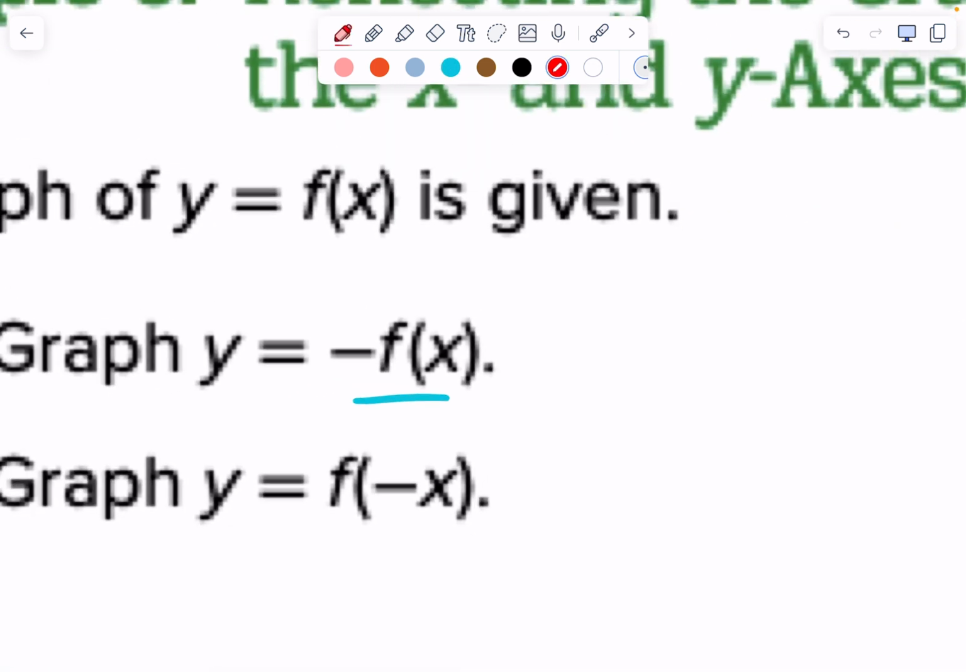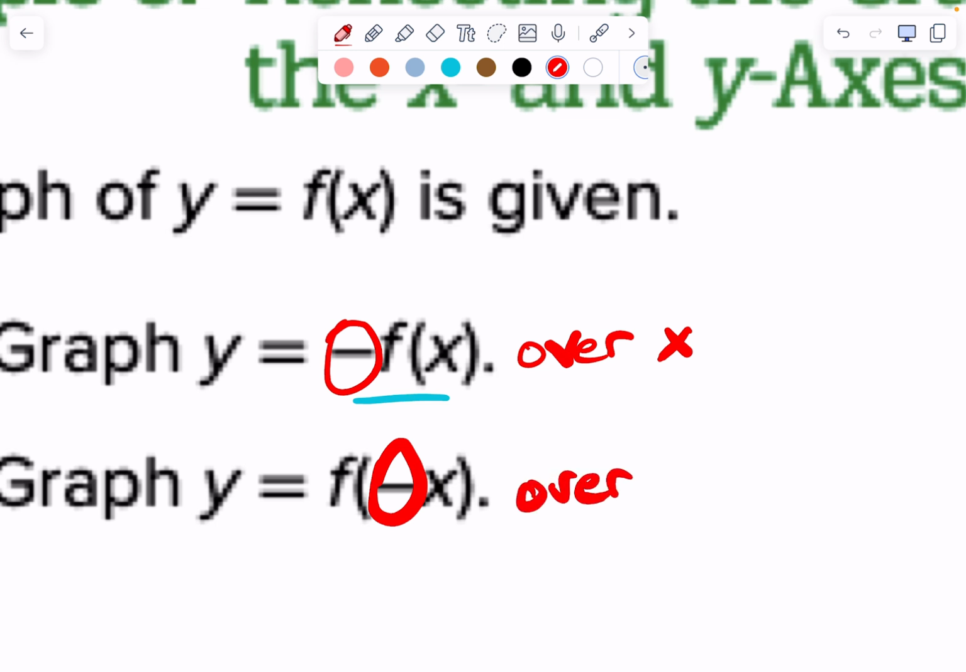What is this negative doing? How does that negative move him? And how does this negative move him? Which one is which? If the negative's out front, it flips him over the x-axis. Negative inside flips him over the y-axis.